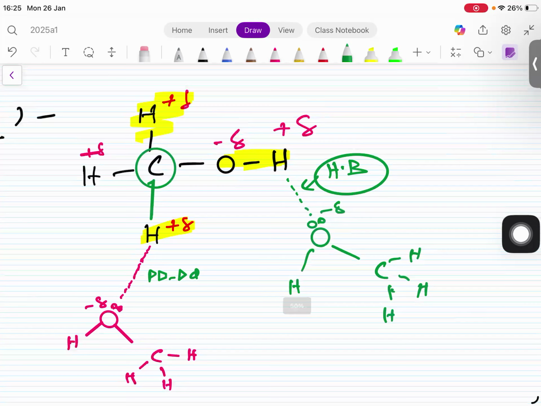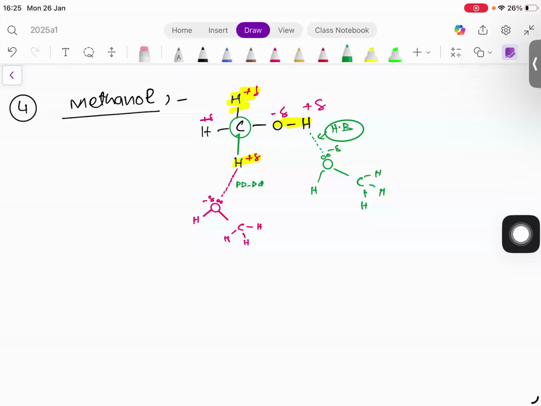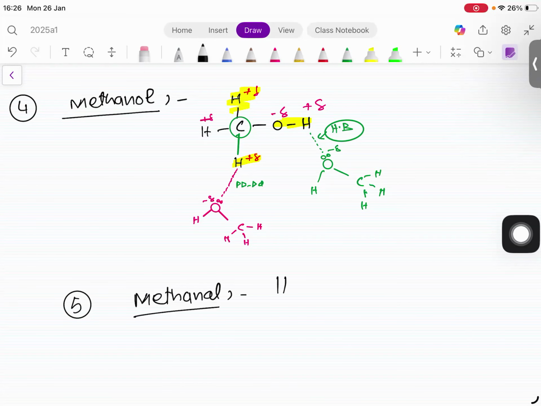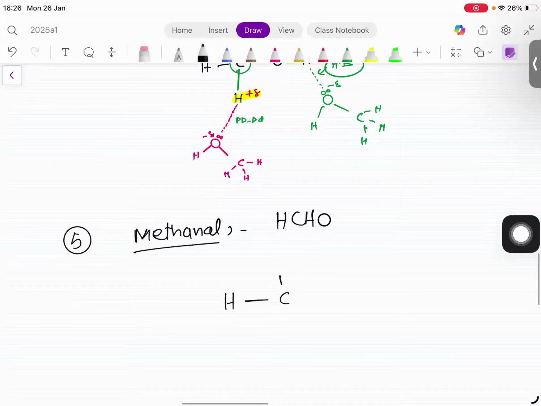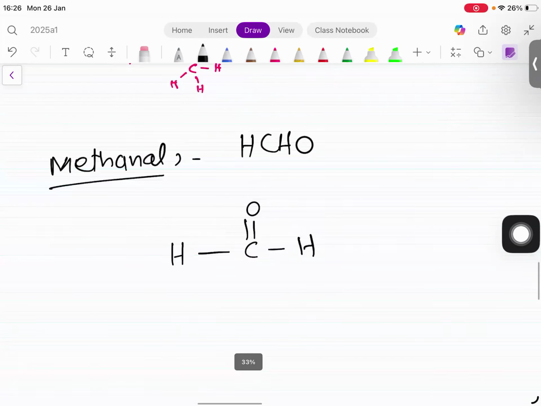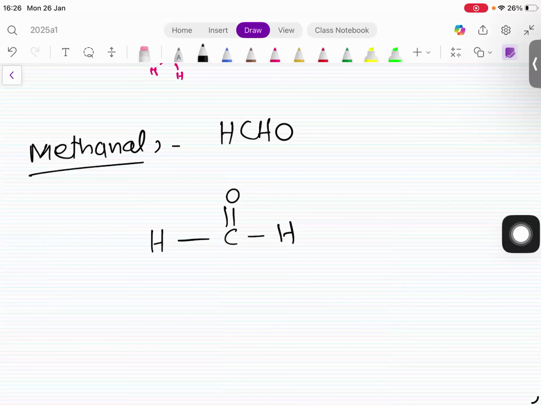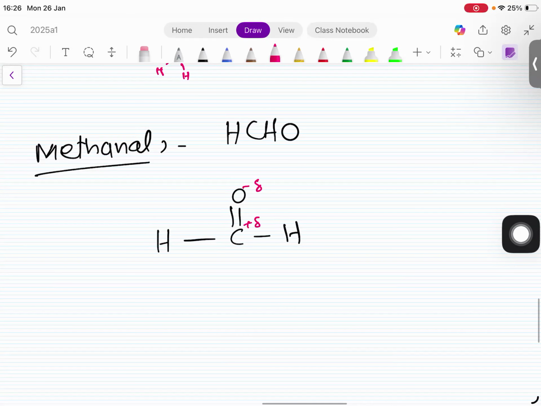Okay. Now one more example. What about this? HCHO. Why not? Yes, although there are polarities, there is no hydrogen bond. Why no hydrogen bond? Because there is no OH, NH, FH. Its intermolecular forces will be dipole, dipole.